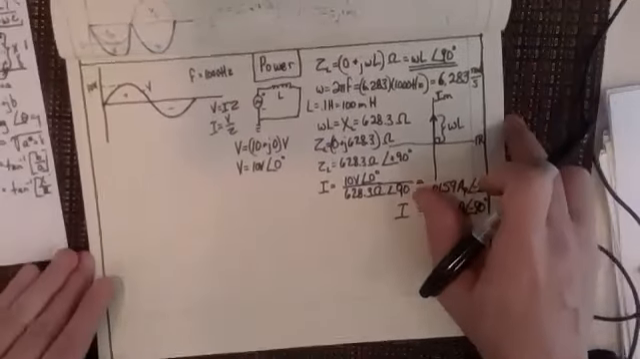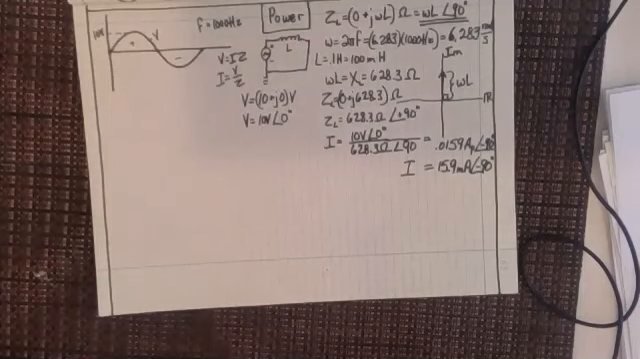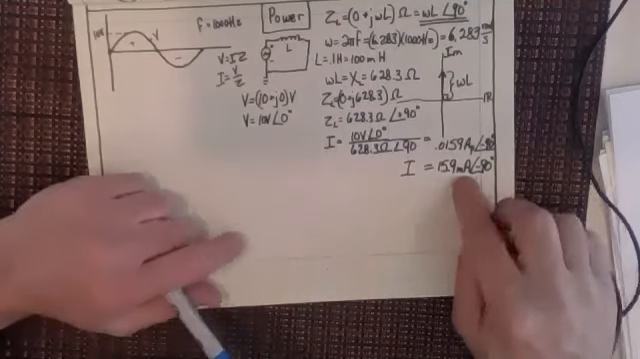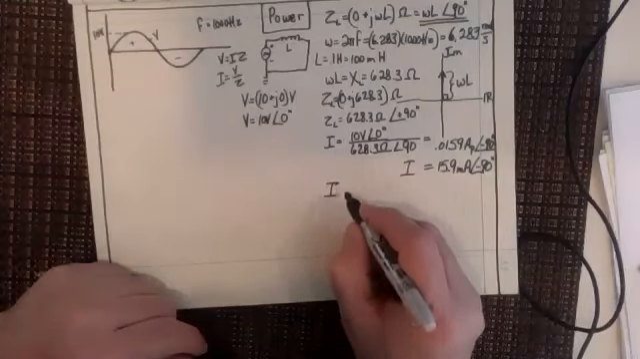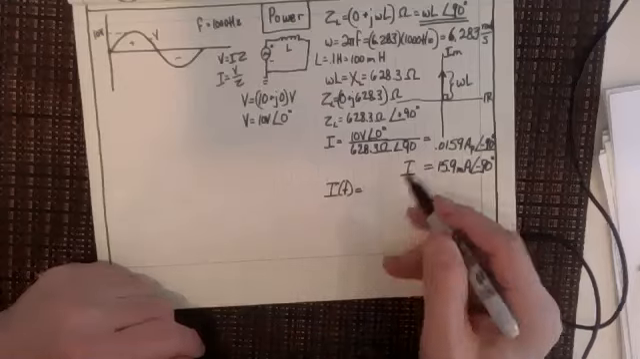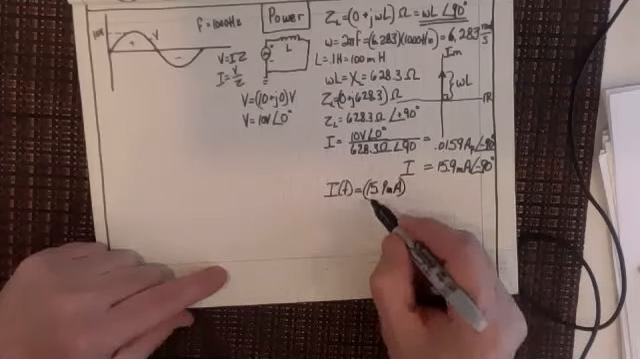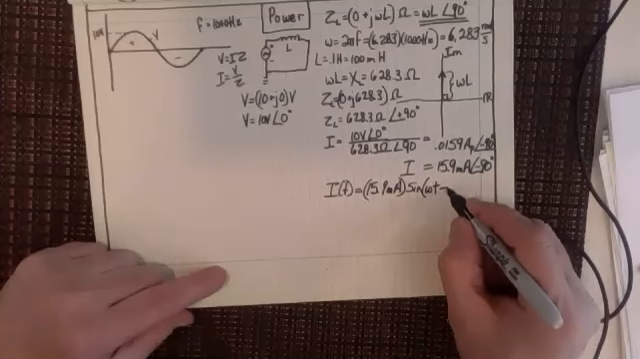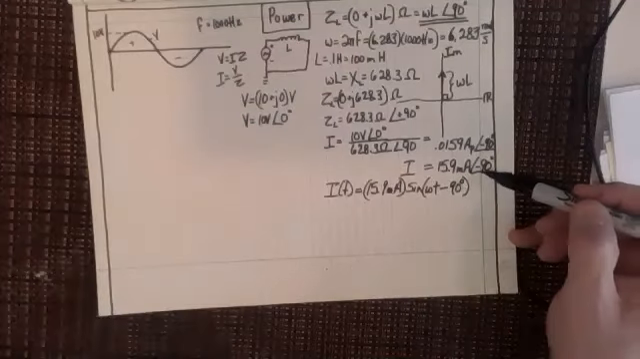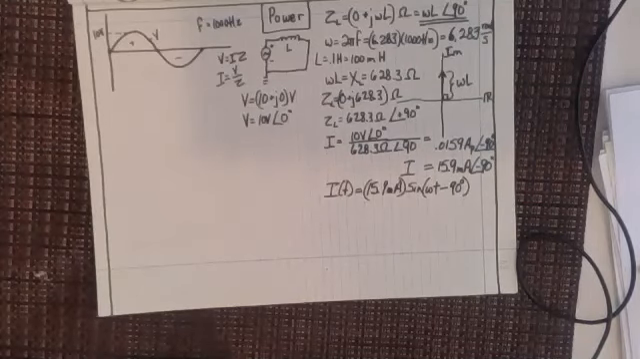And what is that minus 90 degrees? How would I draw the current in regard to the voltage? Well, let's look at that now. The current is actually 15.9 milliamps at minus 90 degrees. If I had to write that out, I of t would be equal to 15.9 milliamps times the sine of omega t minus 90 degrees. That's how the phasor form translates into this form: sine of omega t minus 90 degrees.